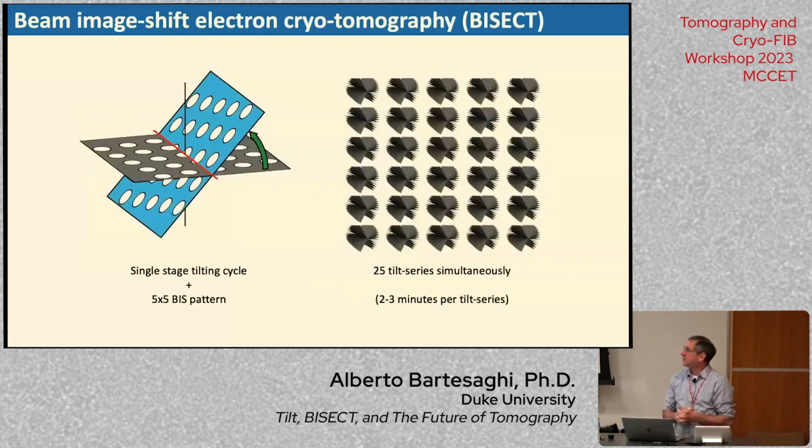And that way you can essentially collect multiple positions on your grid in parallel. Right? So in this case, we use a 5x5 beam image shift pattern, where at every position of the stage, we actually take 25 images, then we tilt, we take another 25 images, and then at the end of a single tilting cycle, we actually have 25 tilt series.